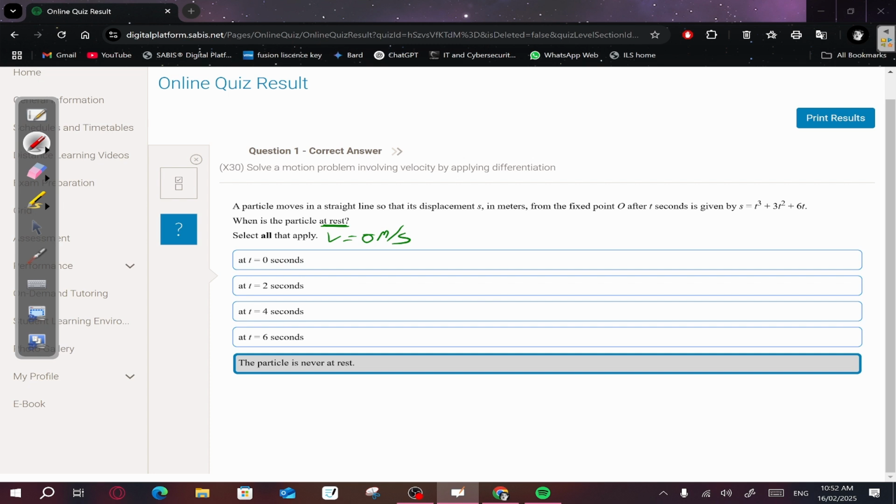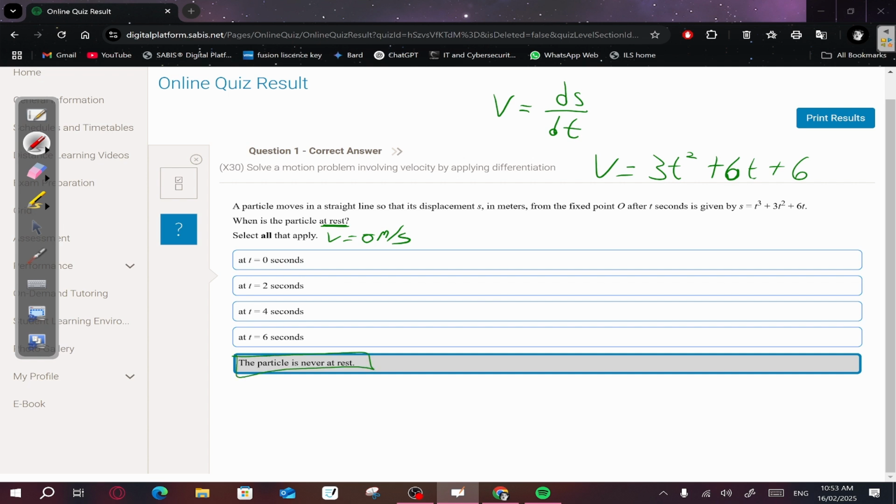Now, the velocity is the derivative of the displacement with respect to time, or ds by dt. So v is equal to, deriving this, 3t squared plus 6t plus 6. Now, normally I would go straight away by using the quadratic formula or factoring or whatever you guys want. However, I have this option.